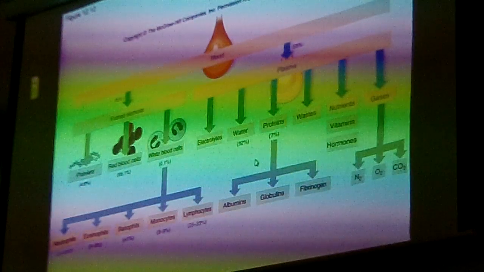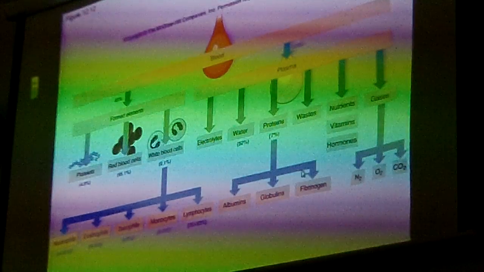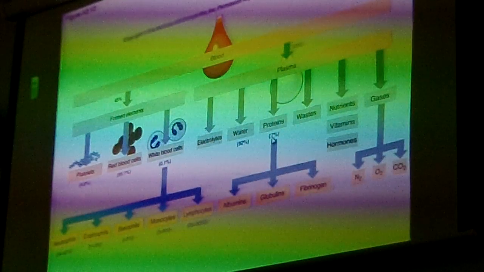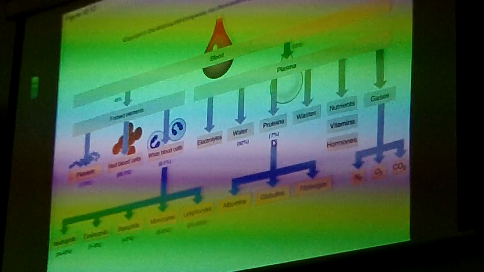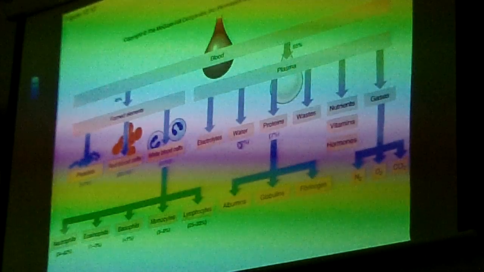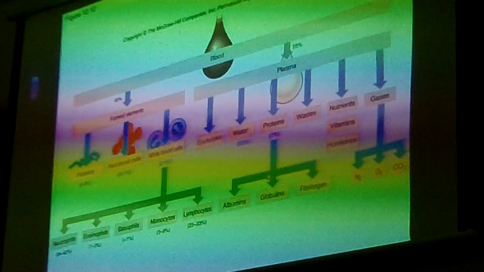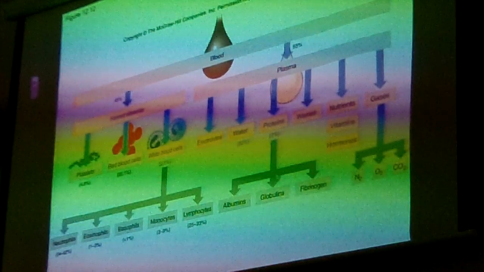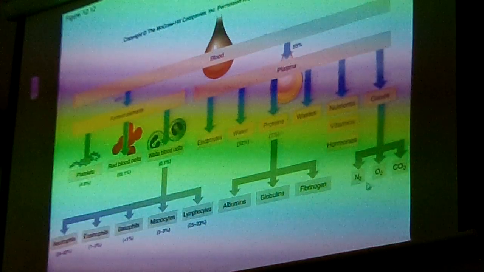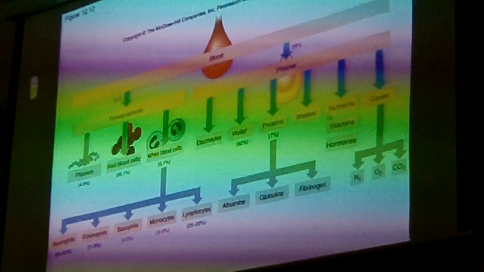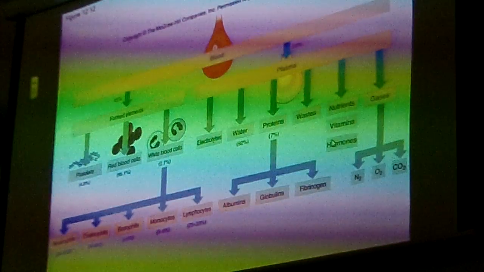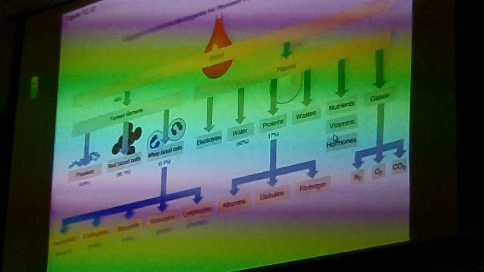So those are the albumins, the globulins, and the fibrinogen. Those are your proteins. 7% of your plasma is those proteins. So if 92% is water and 7% are these proteins, what percentage does the rest of them make up? 1. Only 1%. Very good. As y'all said at the same time, that was beautiful.